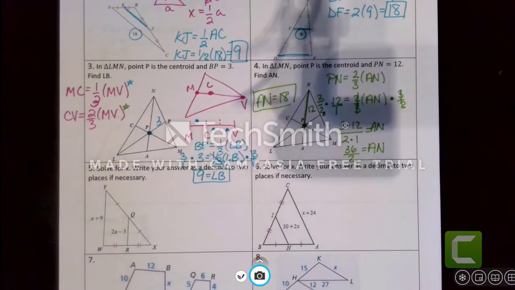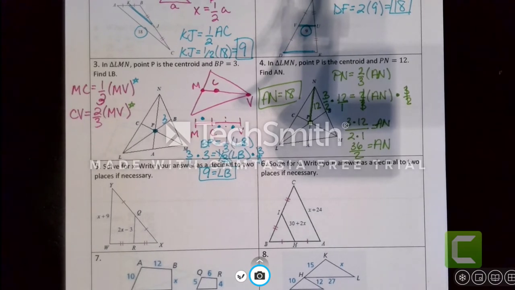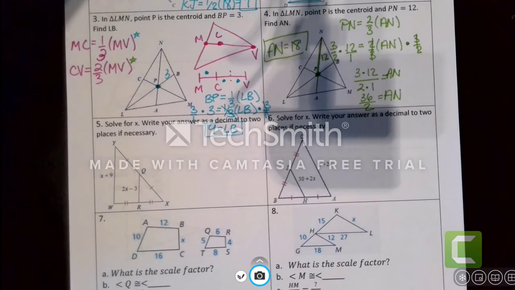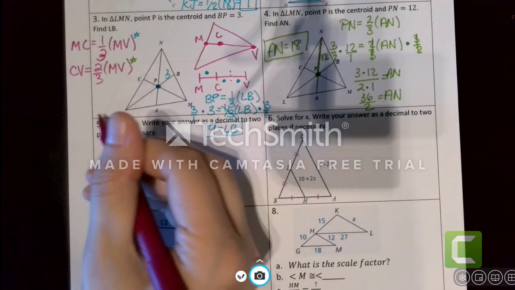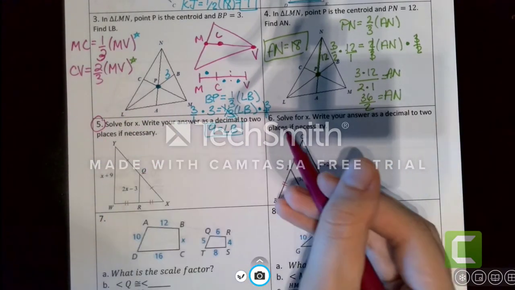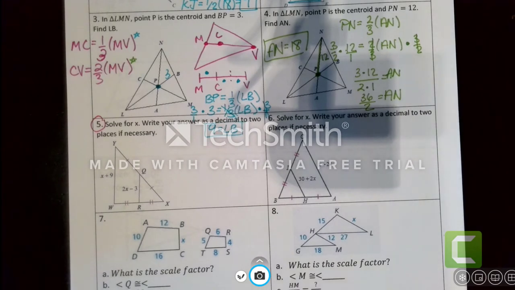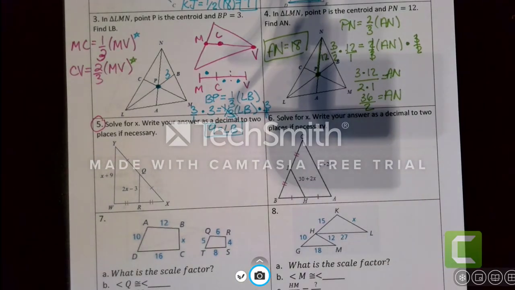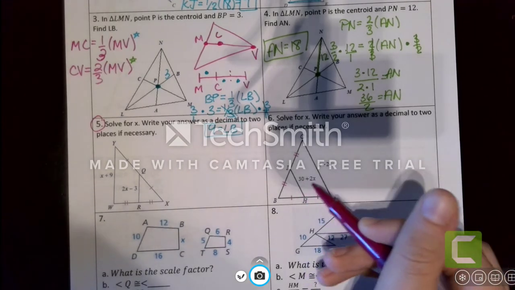Let's go ahead and give mid-segments a try when there's algebra involved. Solve number 5 on your own. I'm going to go ahead and solve number 6. So for number 6, we're going to be looking at the mid-segments here.